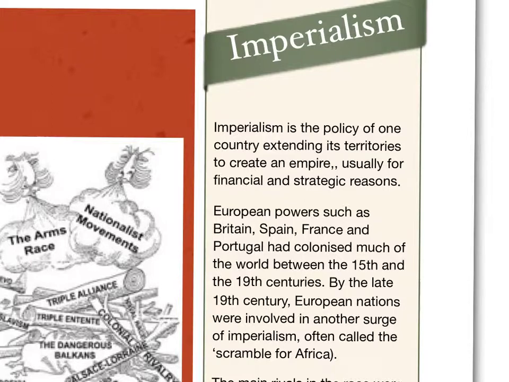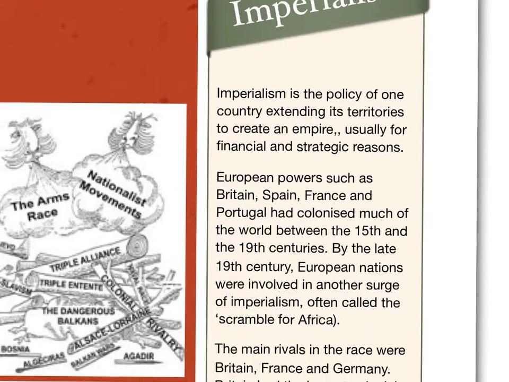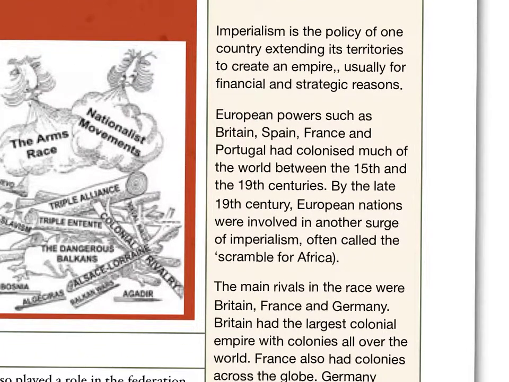Imperialism is the policy of one country extending its territories to create an empire, usually for financial and strategic reasons. European powers such as Britain, Spain, France and Portugal had colonised much of the world between the 15th and the 19th centuries. By the late 19th century, European nations were involved in another surge of imperialism, often called the Scramble for Africa. The main rivals in the race were Britain, France and Germany.